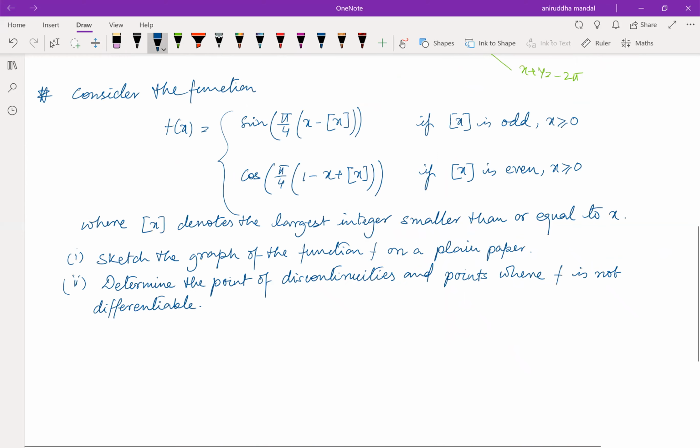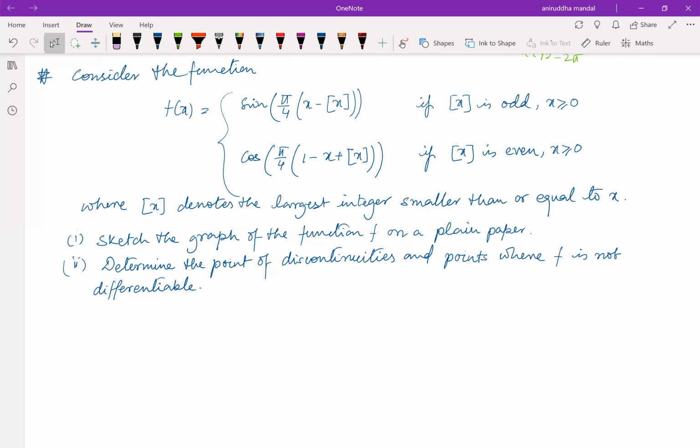Now for the second problem, we have the problem says: consider the function f(x) equal to sine(pi/4 (x minus [x])), where [x] is the greatest integer function, when [x] is odd, and cos(pi/4 (1 minus x plus [x])) when [x] is even. What we have to find is we have to draw the graph of this function and determine the discontinuous points and the non-differentiable points of this function.